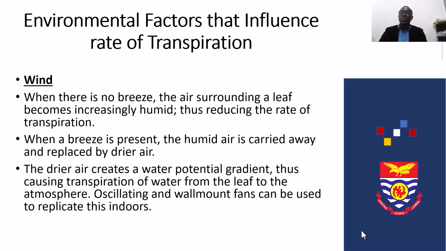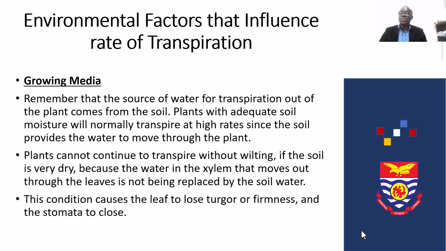So when there is no breeze, the air surrounding a leaf becomes increasingly humid, reducing the rate of transpiration. When a breeze is present, the humid air is carried away and replaced by drier air. The drier air creates a water potential gradient, thus causing transpiration of water from the leaf to the atmosphere. Oscillating and wall-mount fans can be used to replicate this indoors.